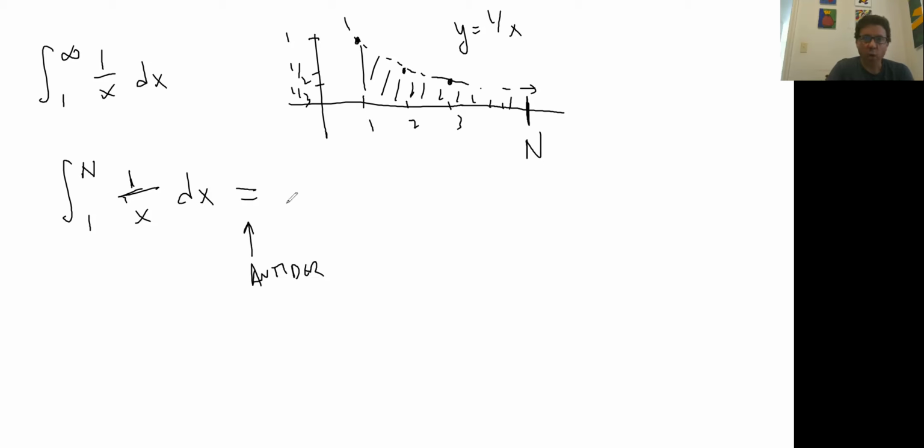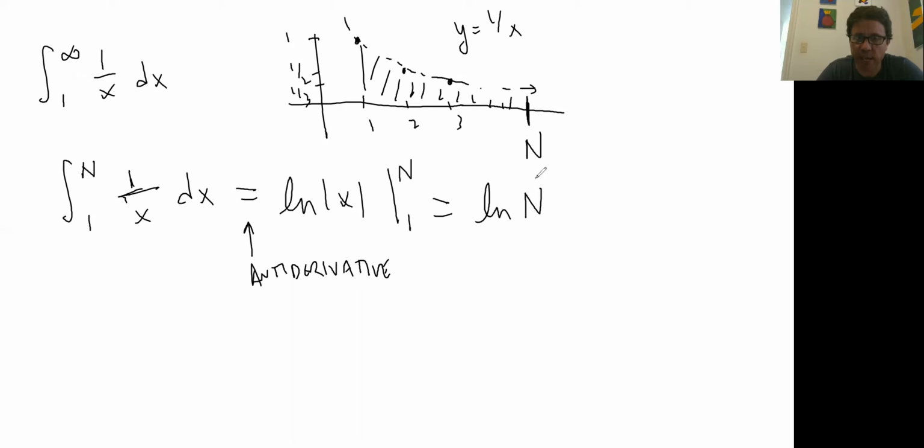The antiderivative of 1/x is the natural log. Plug in the bounds from 1 to n. So plug in the bounds, you get the natural log of n, I don't need the absolute value marks because it's positive, minus the natural log of 1. And remember, the natural log of 1 is equal to 0. So the answer is natural log of n. Would be my answer.